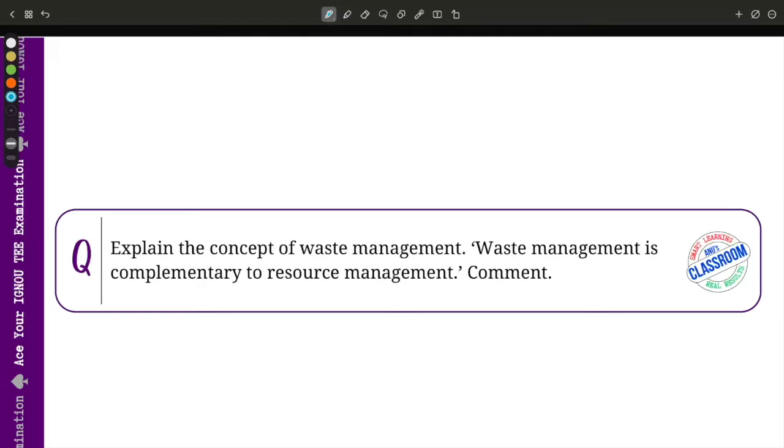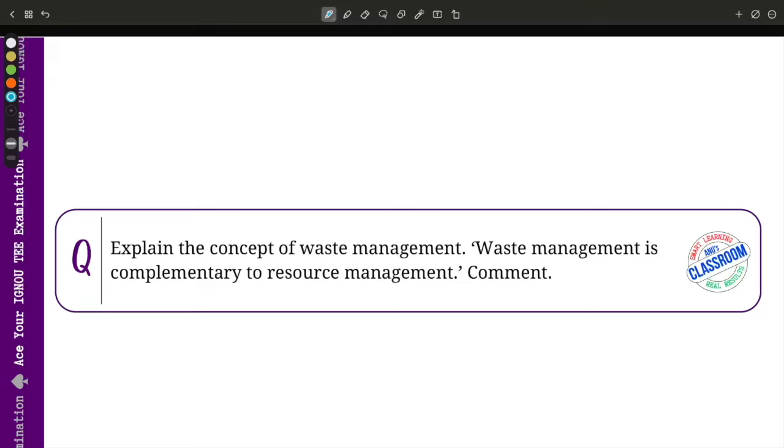Explain the concept of waste management. Waste management is complementary to resource management. It's a statement, and we are asked to comment on that statement. Now, waste management is a multidisciplinary approach which brings together engineering, economics, planning, management, and social sciences to reduce waste and make the best possible use of resources. So, the main goal of waste management is not just disposing of waste, but minimizing waste generation at the source itself so that we can ensure the materials are used efficiently, energy is used efficiently, labor is also used efficiently, and therefore we are maintaining sustainable growth.